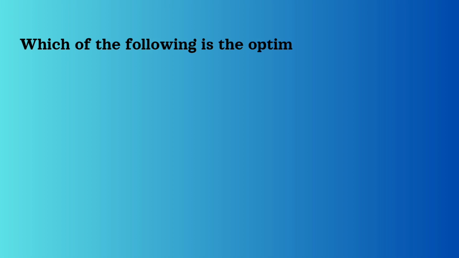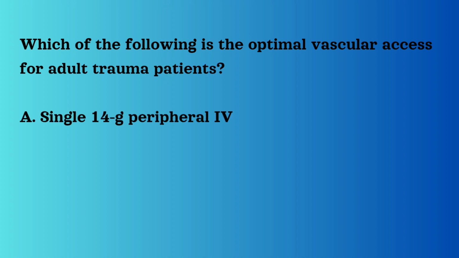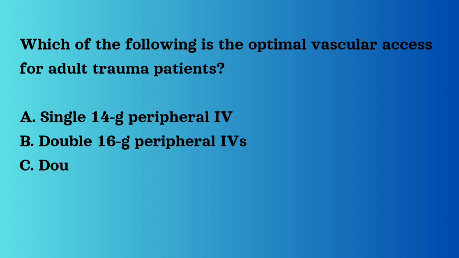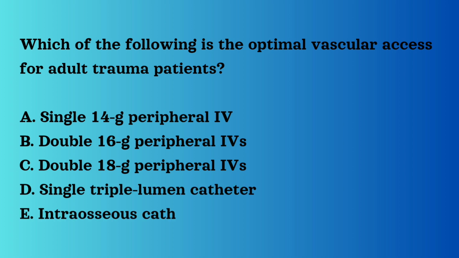Which of the following is the optimal vascular access for adult trauma patients? A. Single 14G peripheral IV. B. Double 16G peripheral IVs. C. Double 18G peripheral IVs. D. Single triple lumen catheter. E. Intraosseous catheter. Answer B. Trauma patients require rapid access with large-bore peripheral IVs to optimize fluid administration.